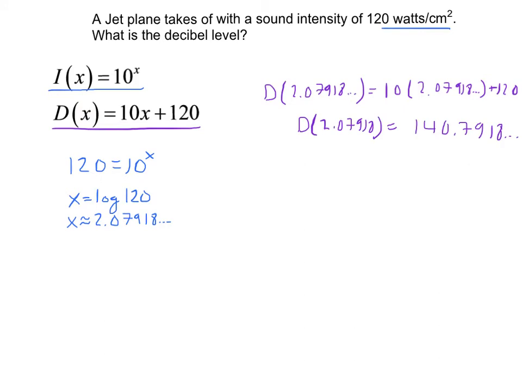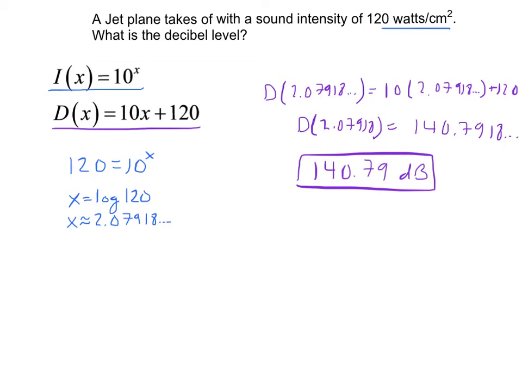So the jet plane soaring past at 120 watts per centimeter squared produces a decibel level of 140.79, rounded to 2 decimal places, decibels. Now, this way of doing the problem, writing down all these digits, where logarithms are always going to be really ugly, well, it's a less advanced way of doing it.